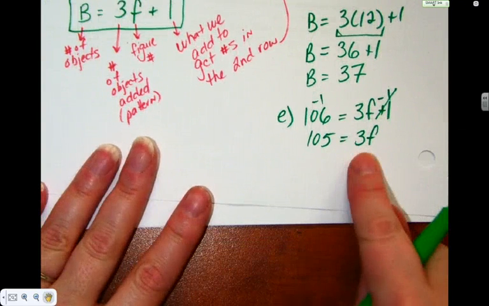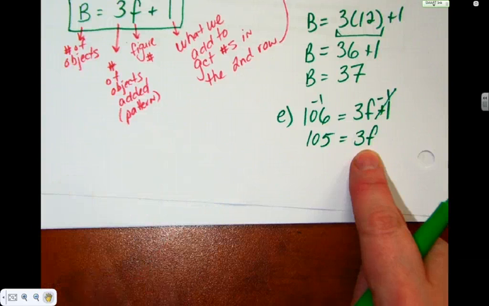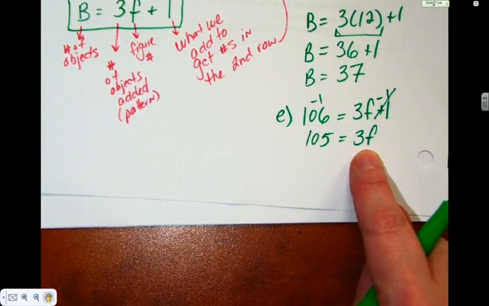Now we have a coefficient, and we know that this means multiplication. Even though there's no symbol there, when there's two things stuck together, we know it's multiply. So what's the opposite of multiplying by 3?